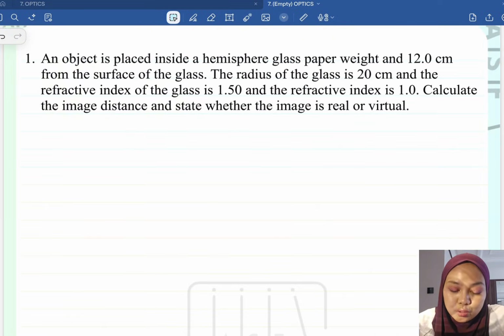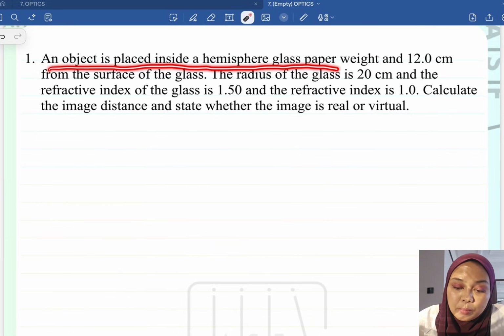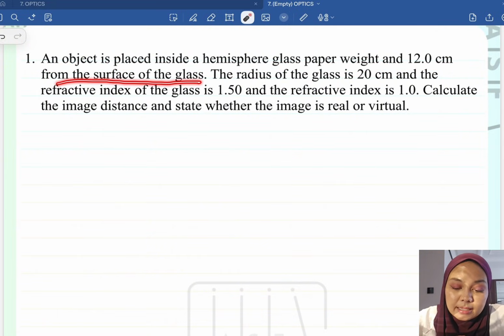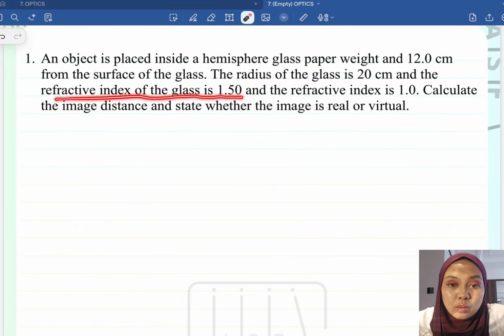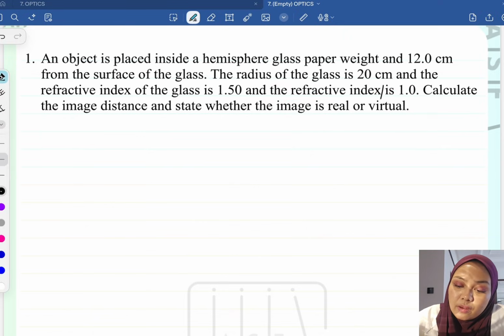Let's try this tutorial. An object is placed inside a hemisphere glass paperweight and 12 centimeters from the surface of the glass. Okay, so we have our U. The radius of the glass is 20 centimeters. Okay, we have the R, but we don't know whether the R is positive or negative. Then the refractive index of the glass is 1.5, and the refractive index of air is 1.0. Calculate the image distance and state whether the image is real or virtual.